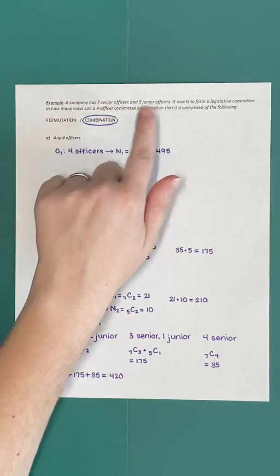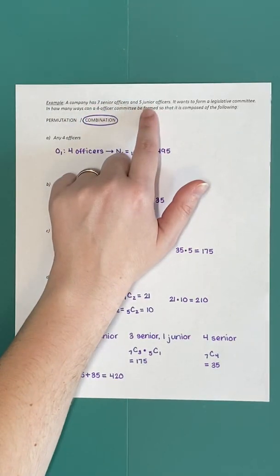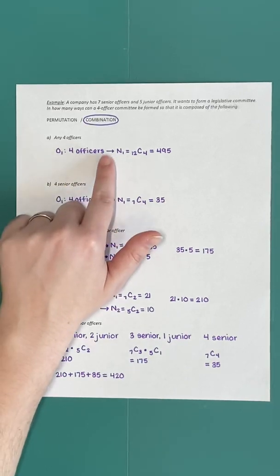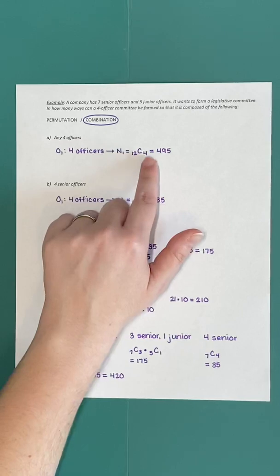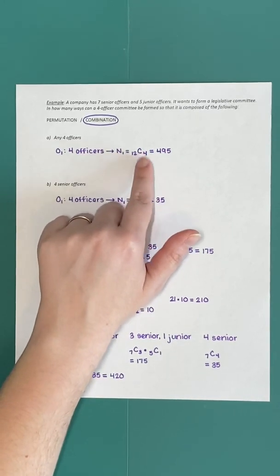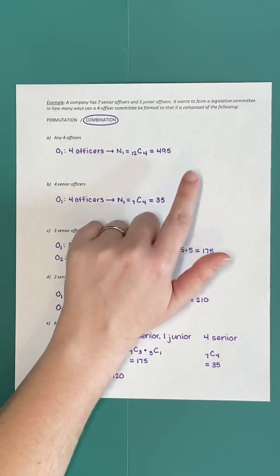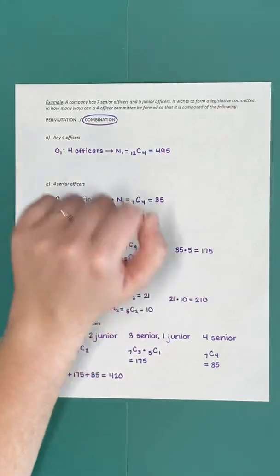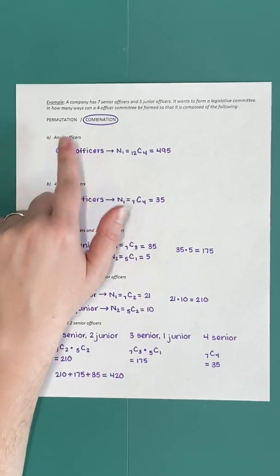Well, how many are in our group? We have 7 senior officers, we have 5 junior officers for a total of 12. Here, there are no restrictions. We can choose anyone we want out of the 12. So to choose our 4 officers, we have 12 to choose from, and then we're choosing 4. So 12 combination 4 comes out to 495. So 495 different choices if we can choose anyone in the group, no restrictions. So it doesn't matter whether they're a senior officer or a junior officer, we can choose anyone.